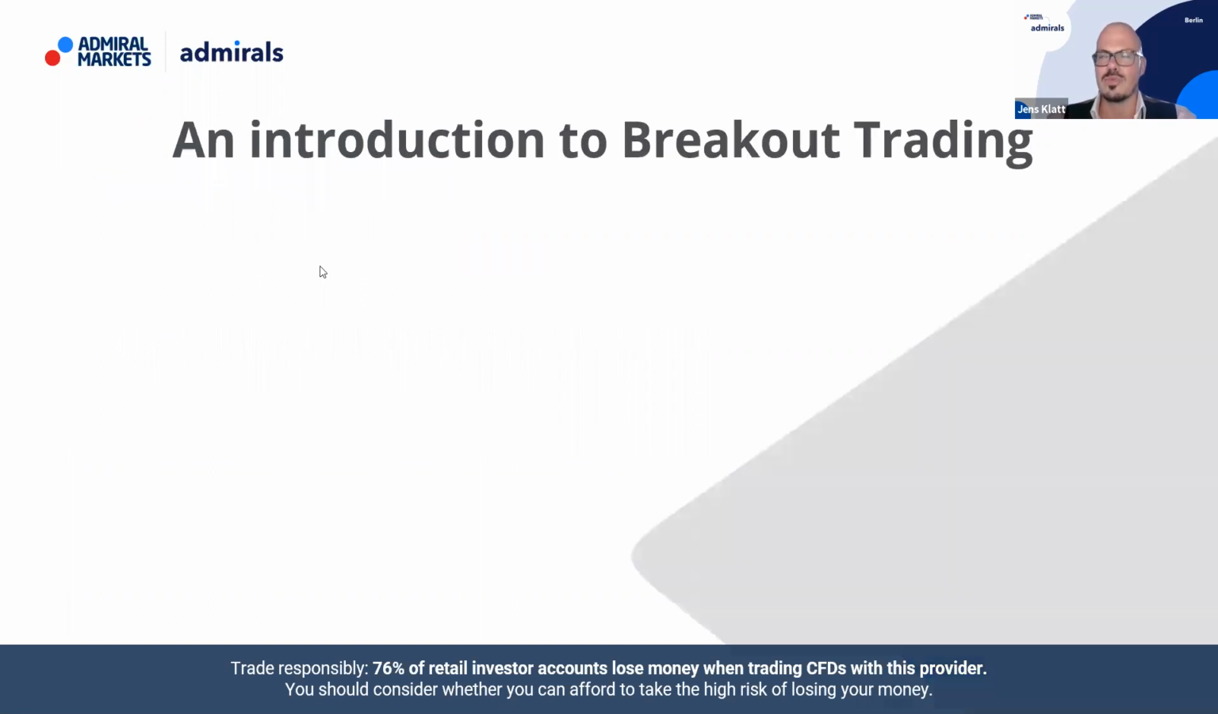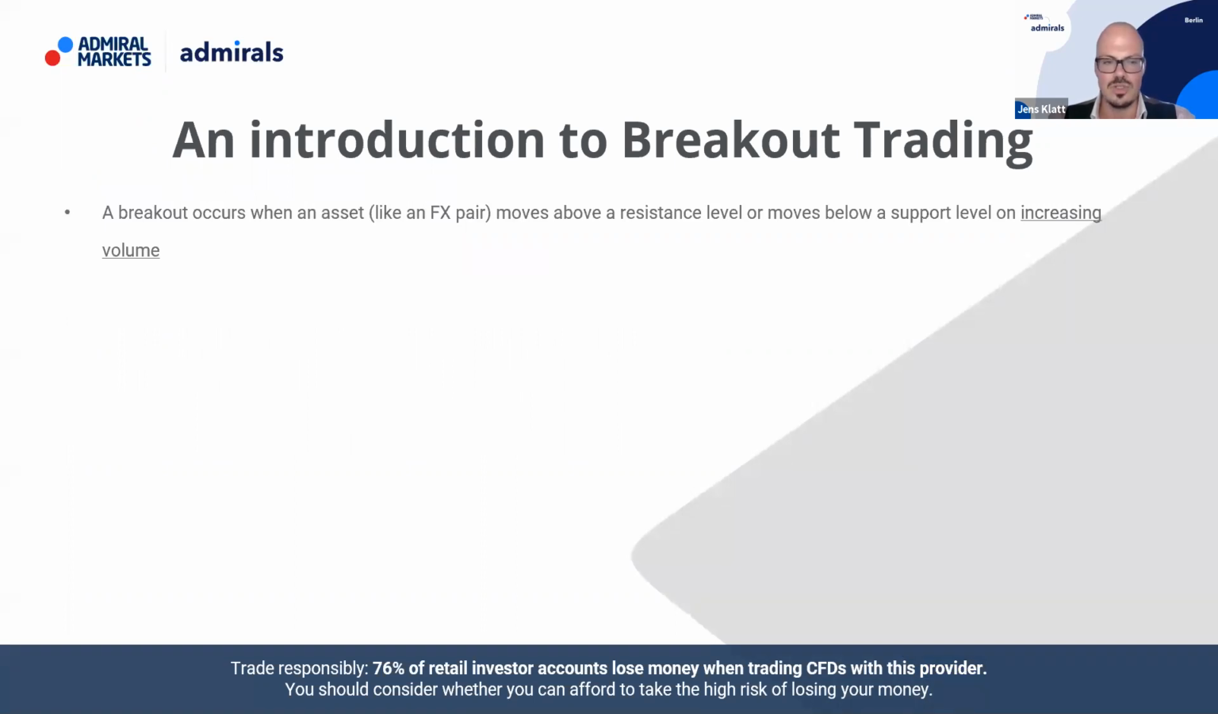First of all, let's start with an introduction here to breakout trading. In this context, I just want to go through quite quickly what a breakout is. A breakout occurs when an asset, for example, like an FX pair as today, moves above a resistance, respectively below a support level, on increased volume. Increased volume is noteworthy. It's no coincidence that it's underlined. Increased volume means we really need an idea on whether this is a true breakout or not.